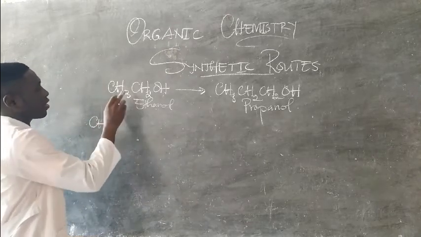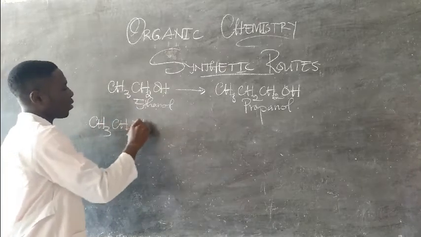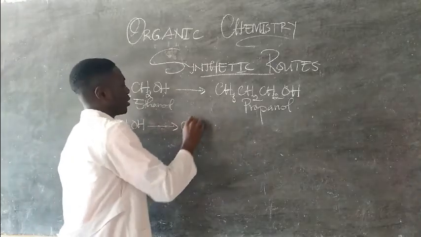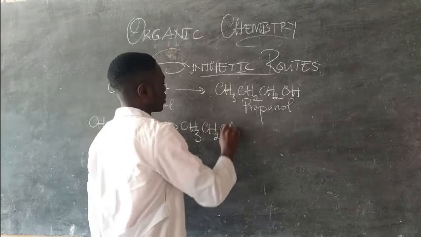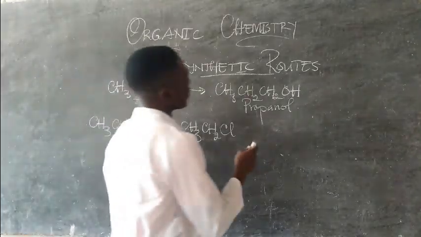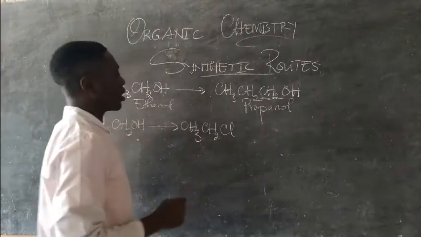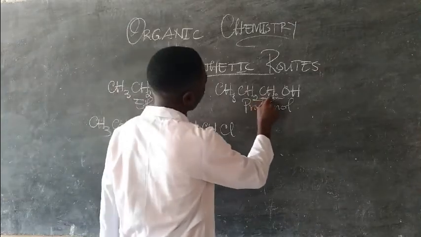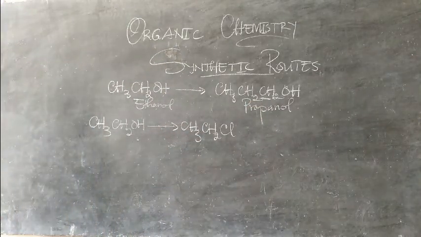Very importantly, the very first thing I do for this synthetic route is to first convert my alcohol, my ethanol, to CH3CH2Cl. My goal here is to increase the number of carbon atoms in the principal chain. Here I have 2 carbon atoms, but here I have 3. So my goal is to add one carbon atom to the chain. So how am I going to do it?